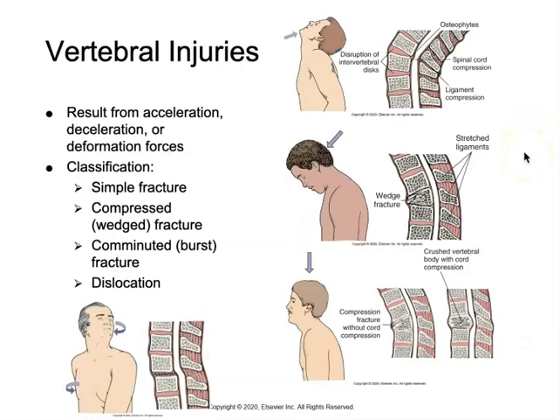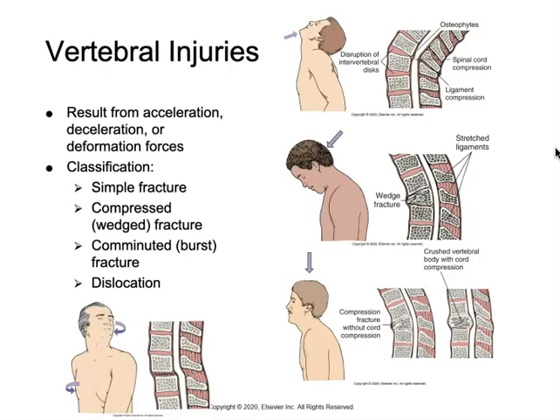These are going to happen when the spine is forced into motion, whether it's acceleration, deceleration, or impact forces. And so we'll see with each of these injuries, it's going to vary as far as its severity. When we have a simple fracture, that means we have a single break within the bone.